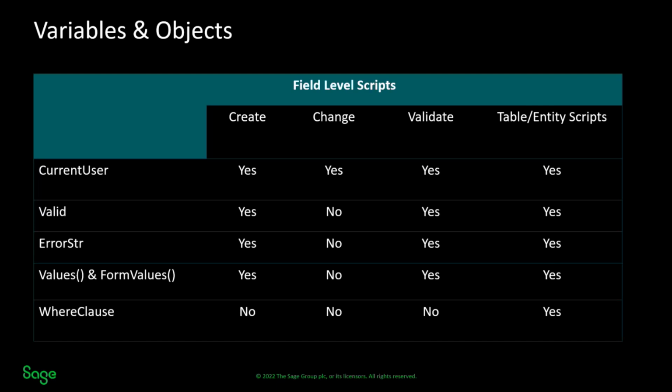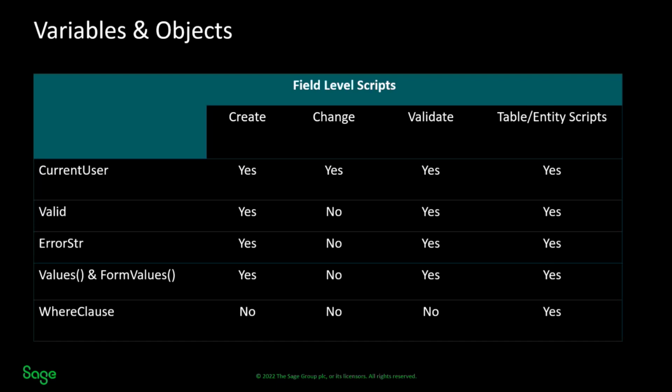Now, I haven't said anything about the current user in the context of what we've been doing so far within the table level scripts and the validate scripts, but just like the create script can use current user, so can the validate rules and table level scripts. So you can see the current user object is available everywhere. Interestingly, it's available client side, so it's available to the on-change scripts as well.